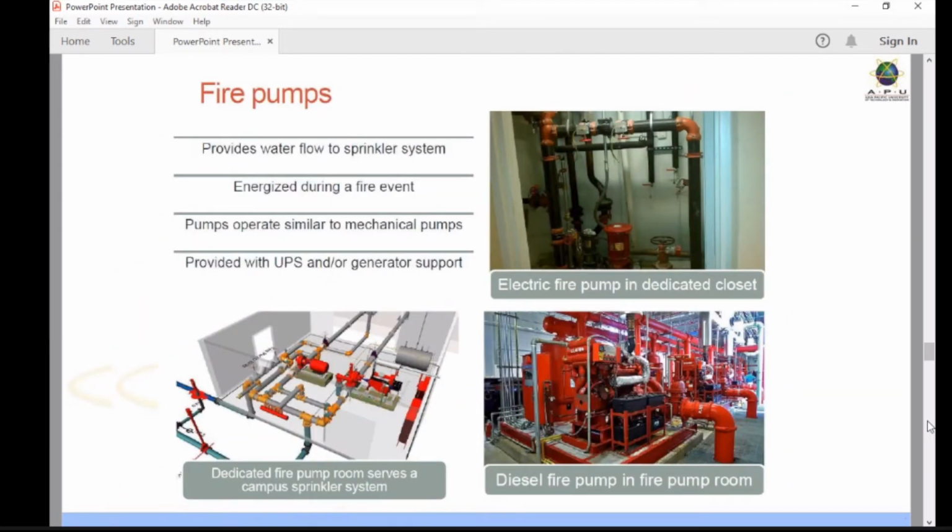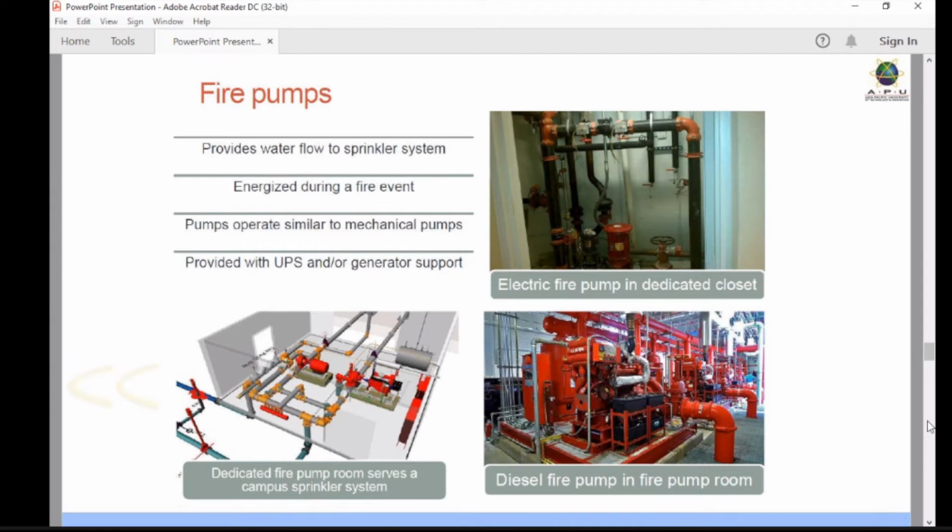And you can see the pumps for the fire sprinkler system provide water flow to sprinkler systems. Energized during a fire event, pumps operate similar to mechanical pumps, provided with UPS and or generator support. So even if there is no power, this pump should work. Okay, so it has to have a UPS system or generator connected to it.